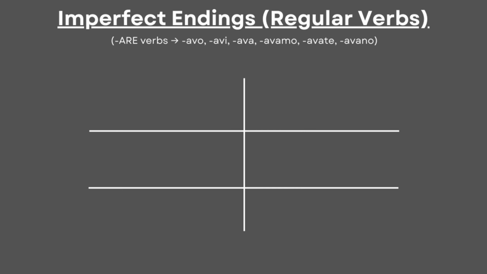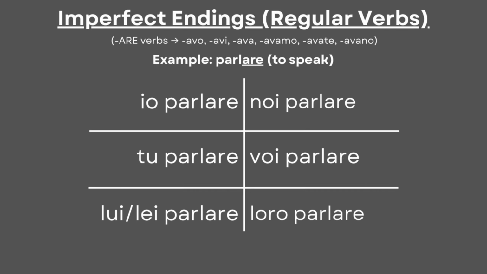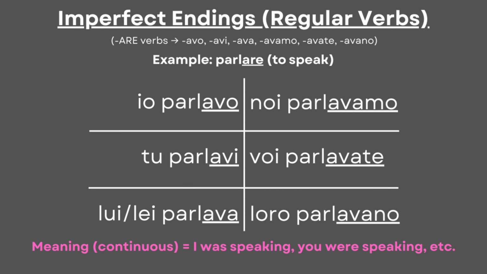Considering regular verbs, are verbs will have the following endings: avo, avi, ava, avamo, avate, avano. Let's take the verb parlare, to speak. To conjugate the verb in the imperfetto, take the infinitive, drop the ending, and add the new endings.